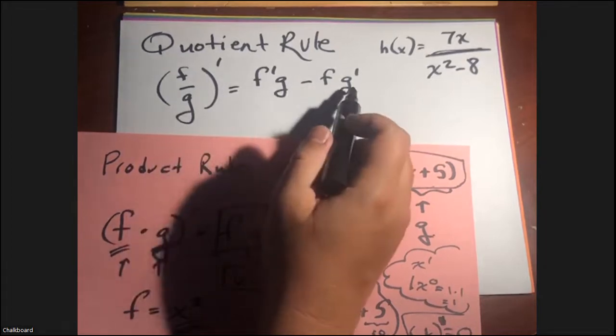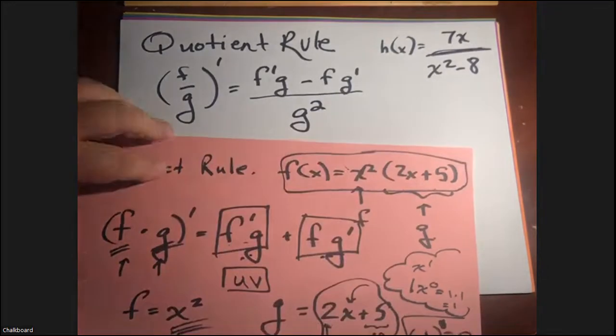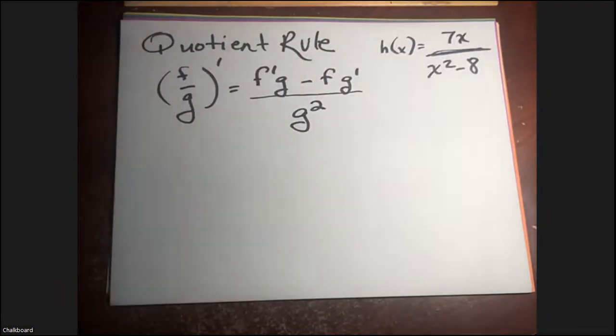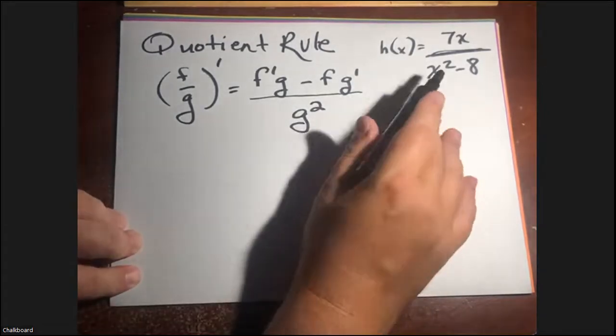So that's why it would look something like this, and then over g squared. That's a little bit funny looking, but what it really means, friends, is you just take g the way you see it, however hideous and huge it is, for example x squared minus 8, and just slap parentheses around it, put squared, and you're done.